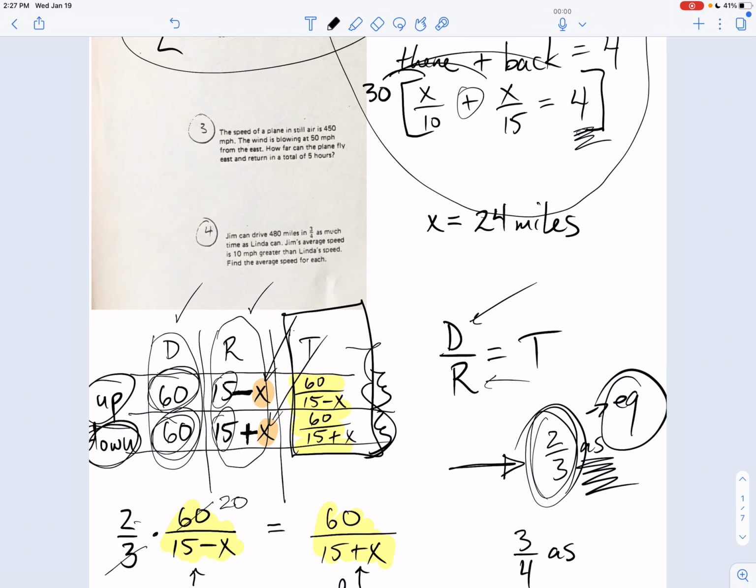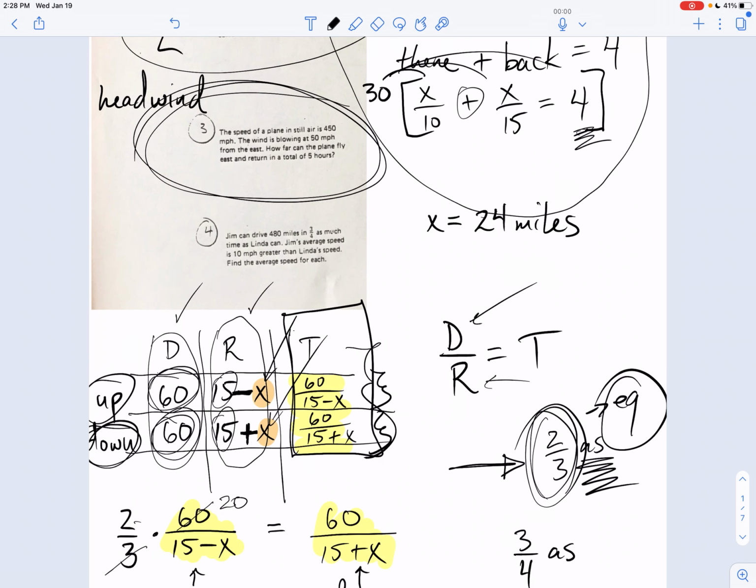Now, problem 3. The speed of a plane. Oh, now I'm in a plane. I'm not in the boat anymore. I just want you guys to be familiar with this because in these types of rate problems they're going to mention something they call headwind and something they call tailwind.